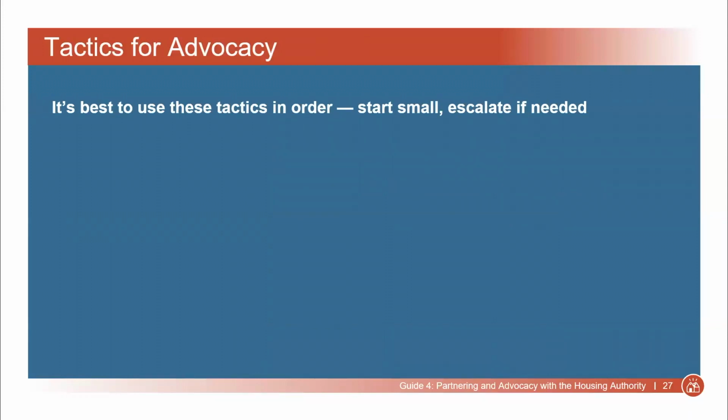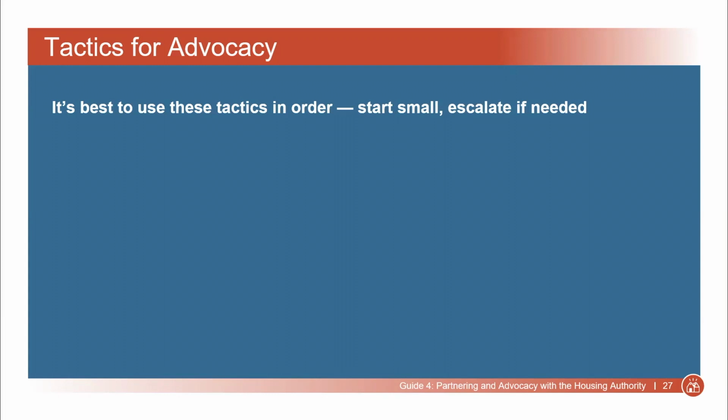Sometimes a resident council may decide to use advocacy to sway the PHA. The goal of advocacy should be to build a stronger partnership with the PHA. It is generally a good idea to start with less confrontational tactics and only escalate if the resident council is not able to get results for important concerns residents have.